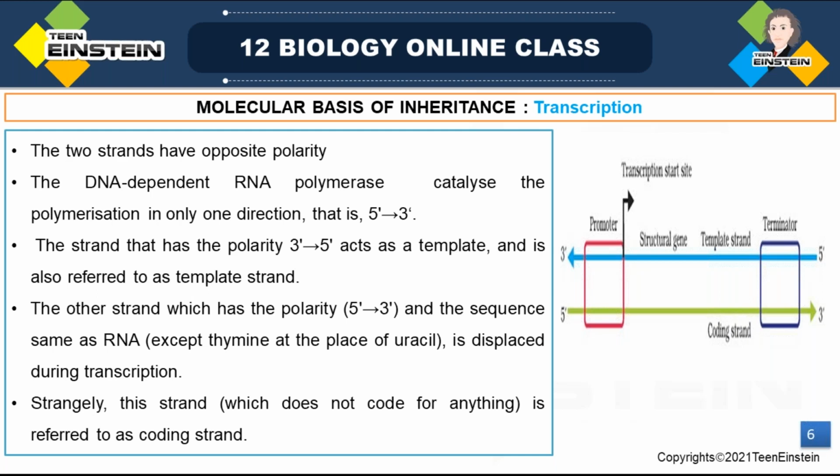This enzyme catalyzes the reaction, and that polymerization takes place only in one direction. Which is that direction? The 5' to 3' direction. You should remember, with regards to the coding strand we are explaining all these things. Which direction will DNA dependent RNA polymerase catalyze the polymerization reaction? In the 5' to 3' direction.